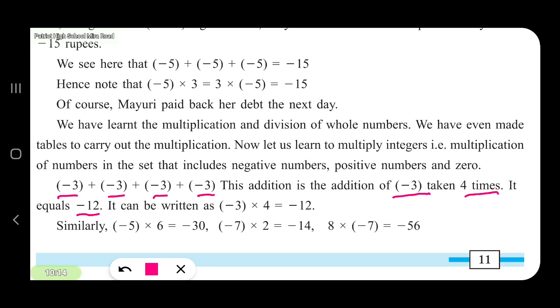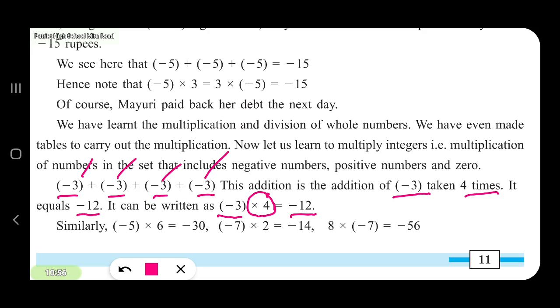It can be written as minus 3, how many times? 4 times, because this is 1, 2, 3, 4. So we write multiply by 4, because here we are encountering minus 3 four times. So we write minus 3 multiplied by 4. Minus 3 multiplied by 4 is minus 12. You know the tables of 3. 3 1s are 3, 3 2s are 6, 3 3s are 9, 3 4s are 12. But since it is debt, it is minus 3. So we write the debt as minus 12.